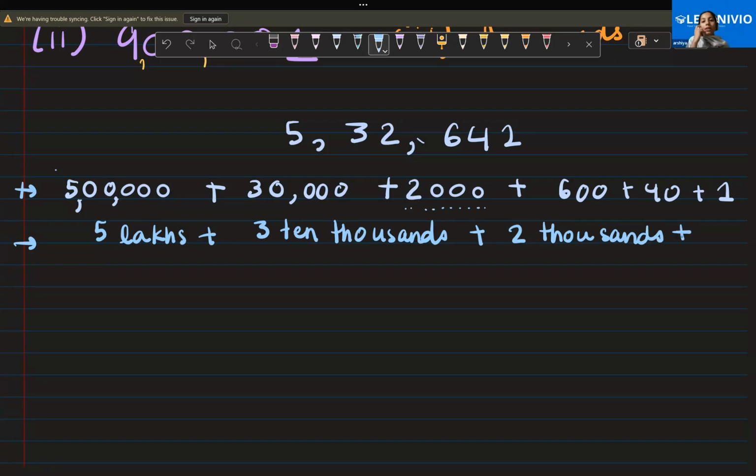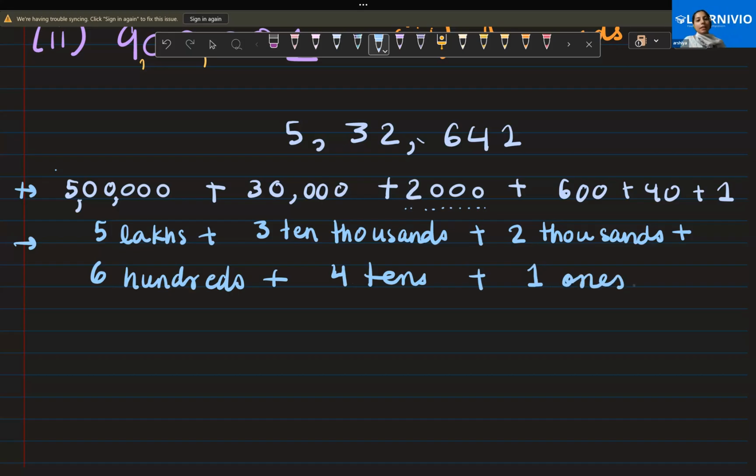Then what about 6? 600. Yes, 600. What about 4? 4 tens. Yes, very good. 4 tens. And what about 1? 1 ones. Yes, very good. So 1 1. Is it clear? Yes. All right, write this down.